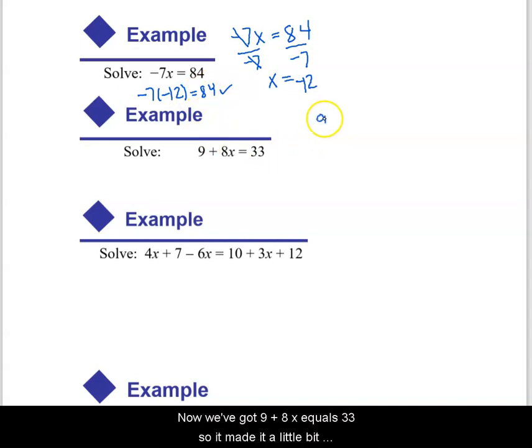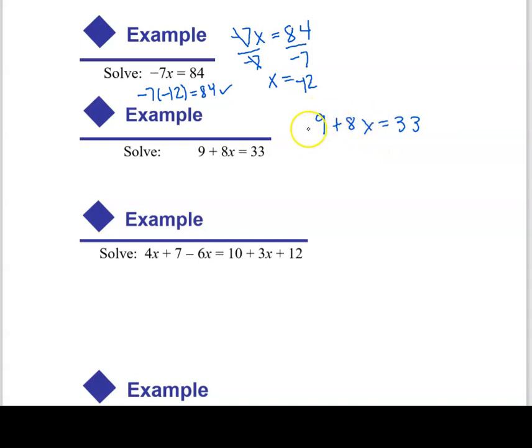Okay, now we've got 9 plus 8x equals 33. So we've made it a little bit more complicated. So we've got to get rid of the 9 and the 8. Always, always, always get rid of the thing that's not connected to the letter first. Okay, so this 8 is connected to the x. The first thing we want to do is get rid of this 9.